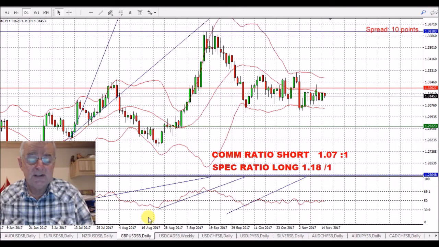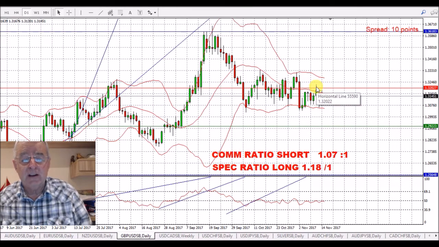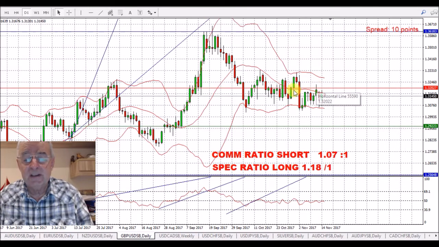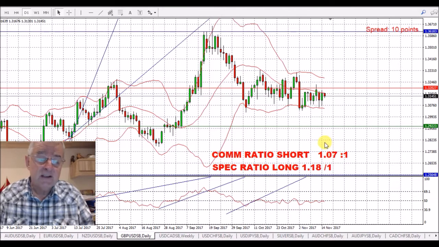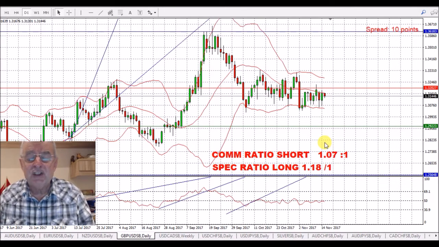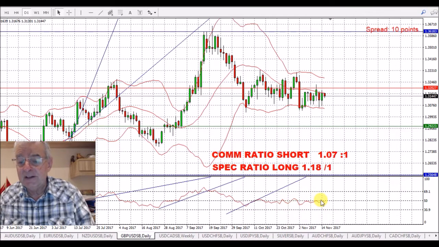The pound US dollar, I'm expecting more downside. We had a little bit of strength yesterday. It seems to be ranging across here. It has been for the last 5 or 6 weeks. We have a commercial short ratio of 1.07. But as I said before, the percentage change for the pound is quite large because it has been long for such a long time on the commercials. We're bouncing across the 50 line on the RSI, and I'm expecting this to turn down.